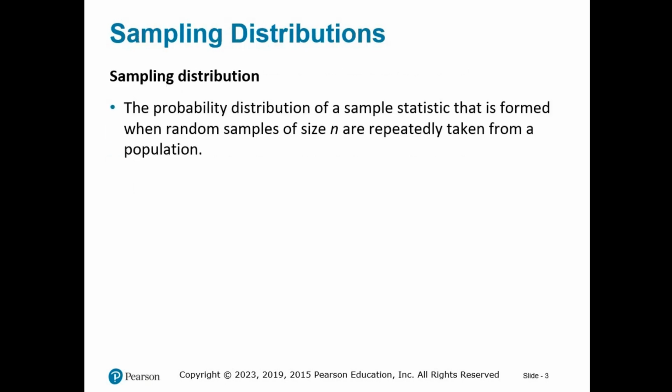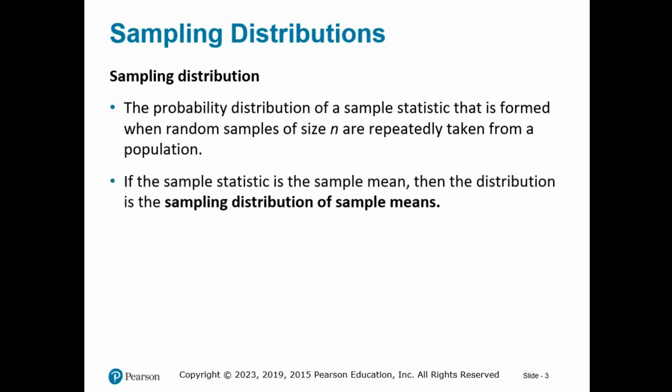So to begin with, the probability distribution of a sample statistic is called a sampling distribution. It's basically formed when samples of size n are repeatedly taken from a population. In this section, we're going to focus mainly on sampling distributions of sample means.